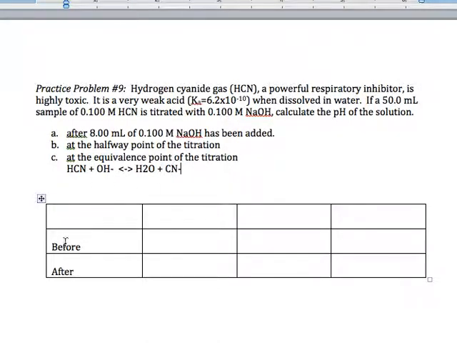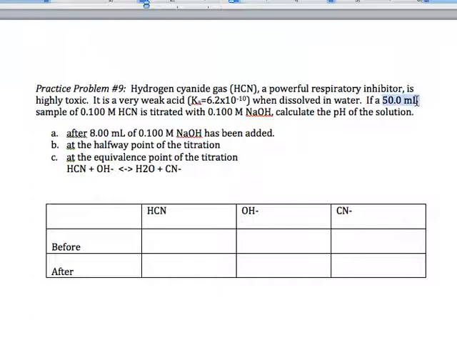Okay, so we're going to set up a before and after table because there is a reaction. And so the main components here are HCN, OH, water. We don't worry about water because water is a liquid and it's not a part of our equilibrium, and our cyanide, our conjugate base. Okay, so before anything happens, we have some hydrocyanic acid.